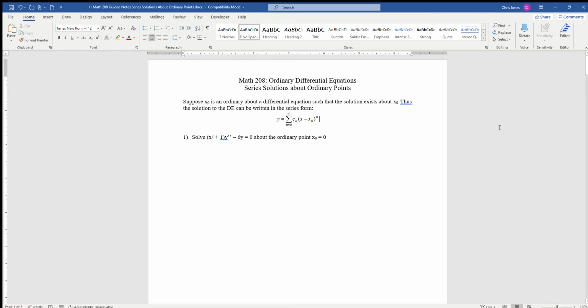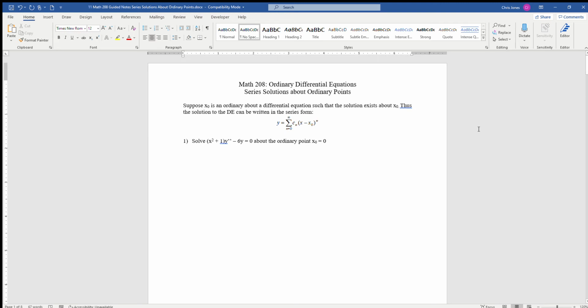So the good news is we're really not going to be learning too much new, but we're going to be putting everything together. And we might have a new way of writing the solutions. Remember, because we have a second order differential equation, we are going to have two separate series solutions. So we'll probably have a y1 and a y2, similar to what we had in the last example.